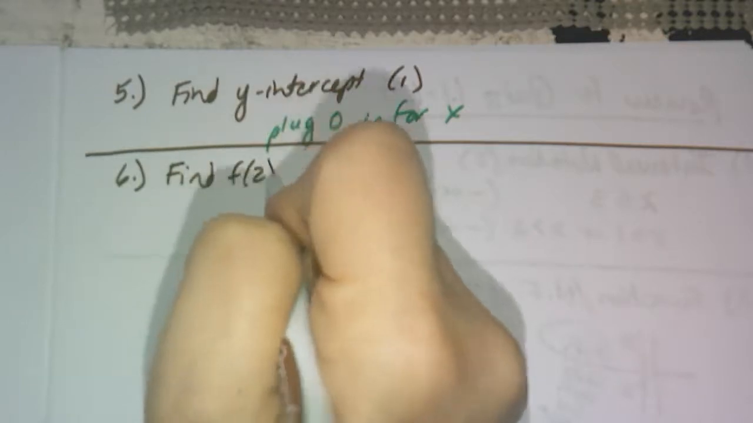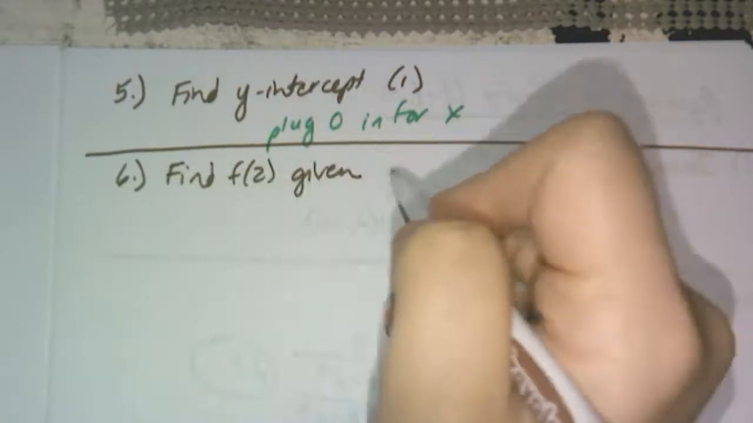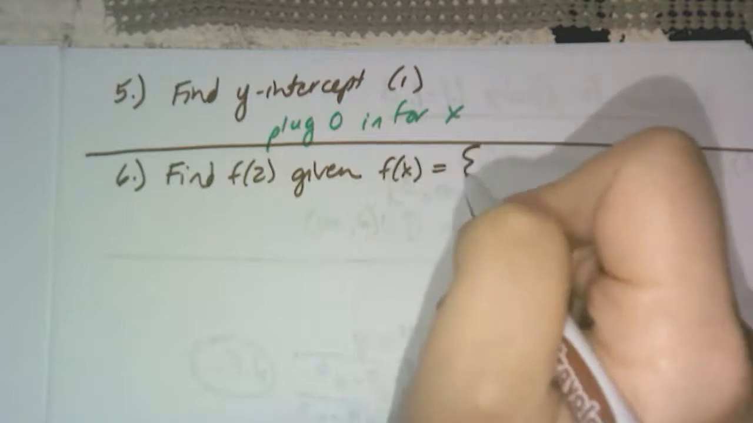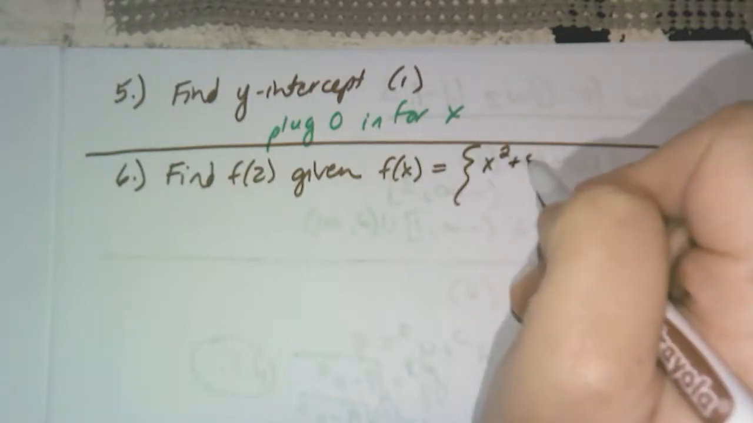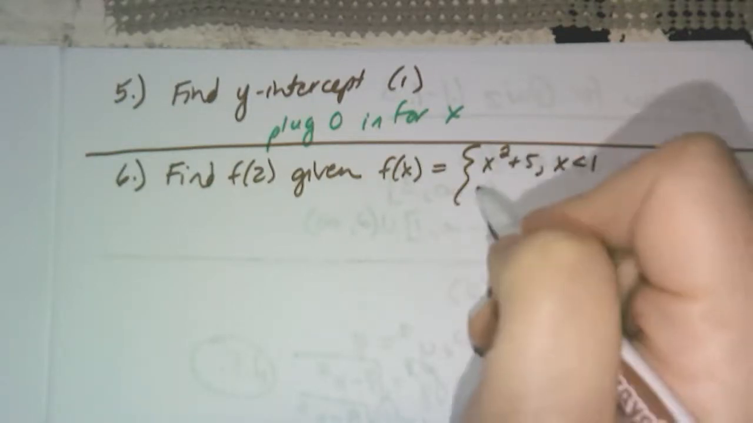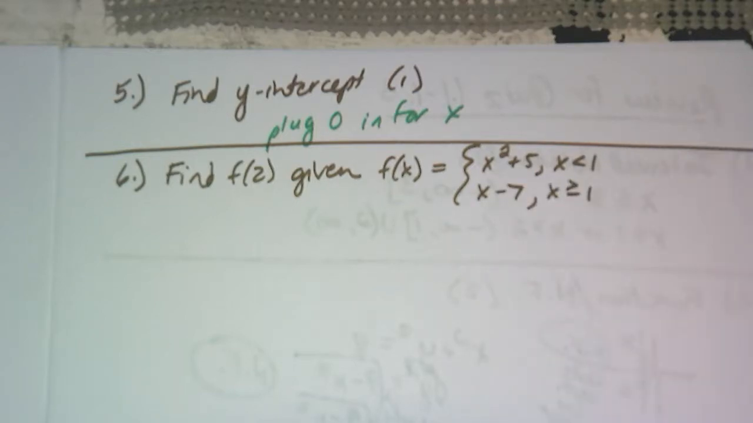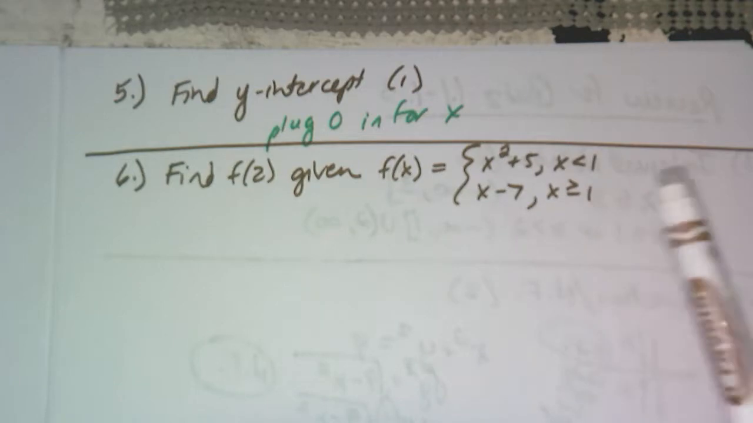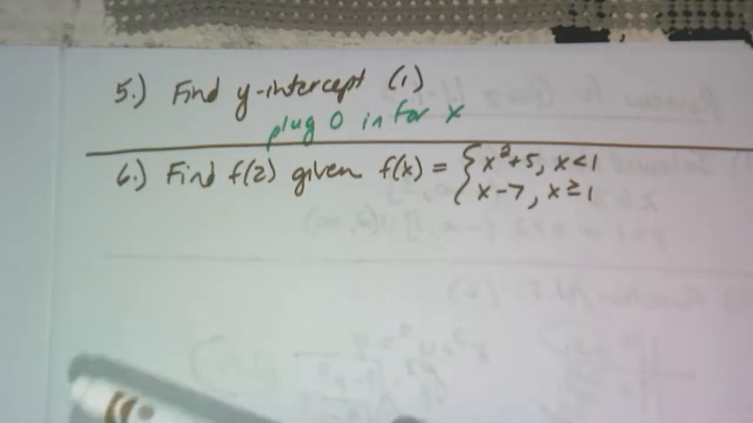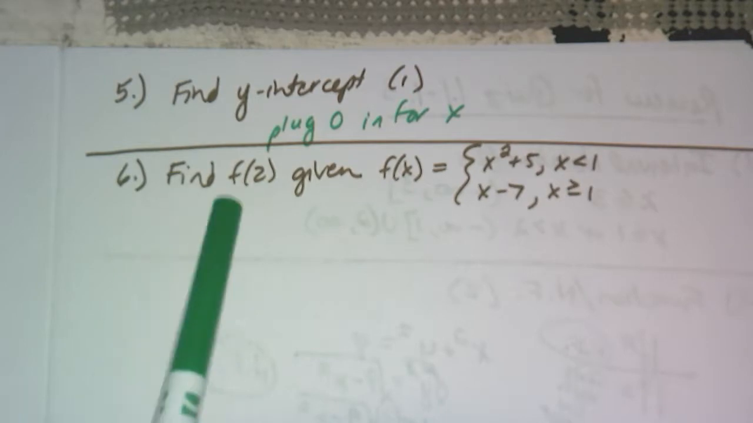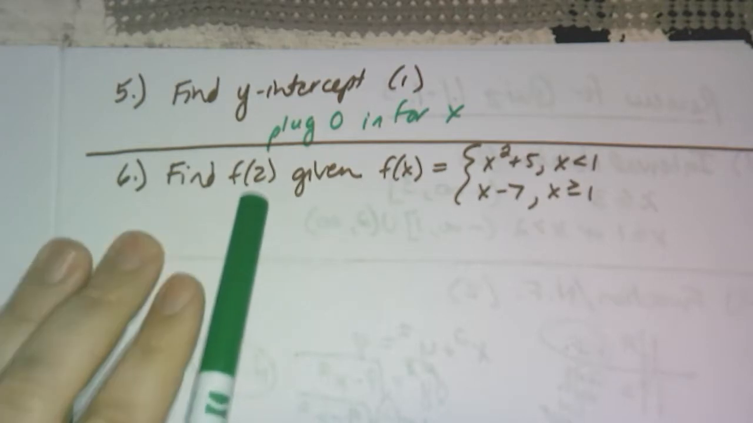Find f of 2 given f of x equals x squared plus 5, x is less than 1, and x minus 7, x is greater than or equal to 1. So I'm giving you an evaluate the piecewise. That's what it is. And I'm actually giving you, I think, 2 of these. It's the same piece, but I'm just going to give you 2 different numbers. It's the same piecewise.